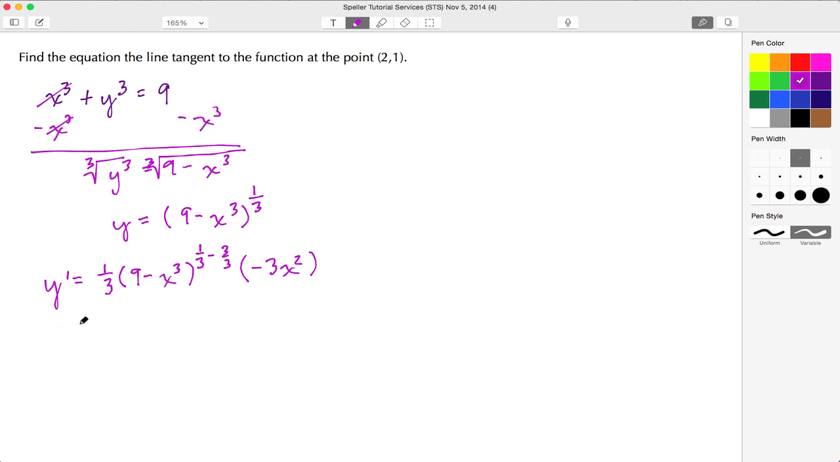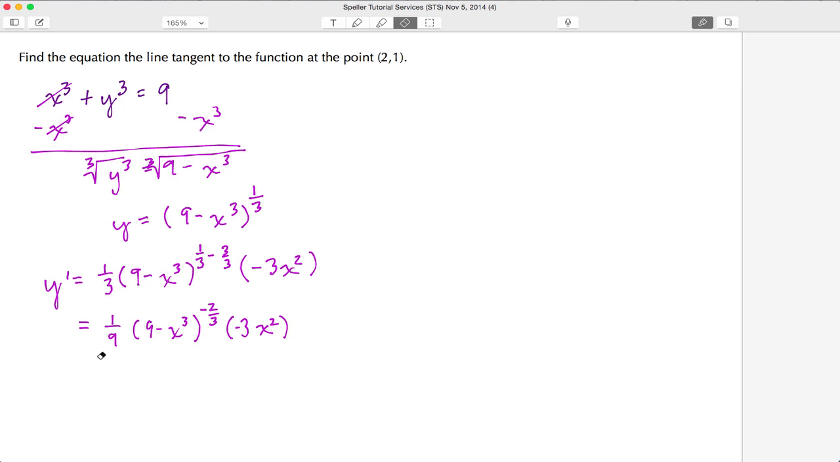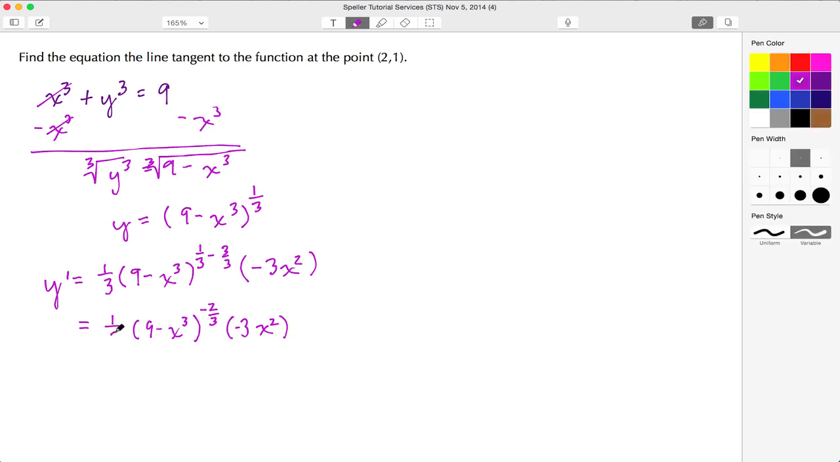So now at this point I need to simplify. I've got 1/3 times 9 minus x cubed, and that's going to be raised to the power negative 2/3, because the 1 minus 3 gives me a negative 2, and I keep my denominator. I'm going to rewrite this second factor here. Oops, I made a mistake. This here shouldn't be a 9. This should actually still be a 3.